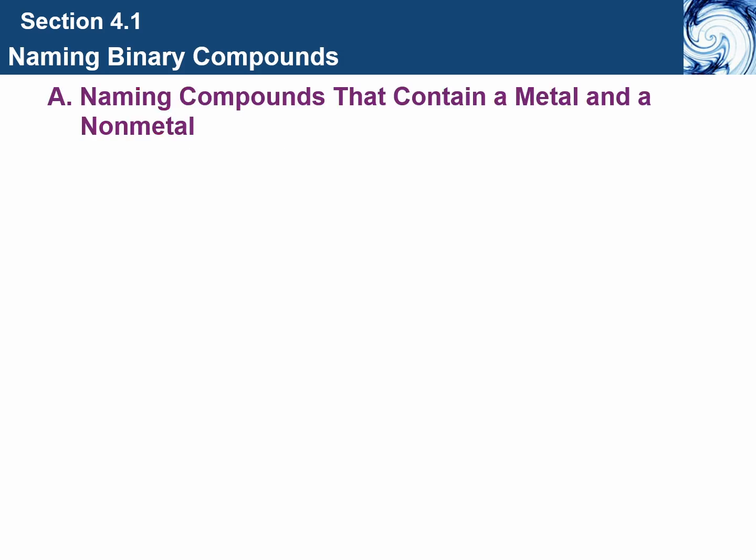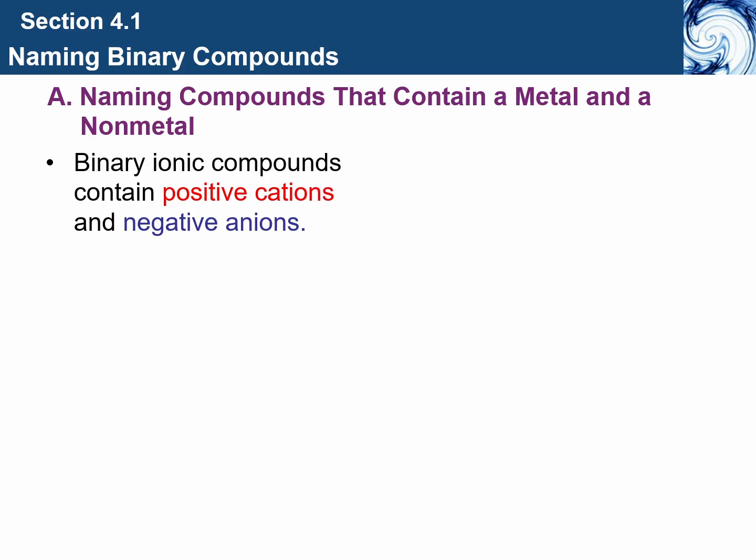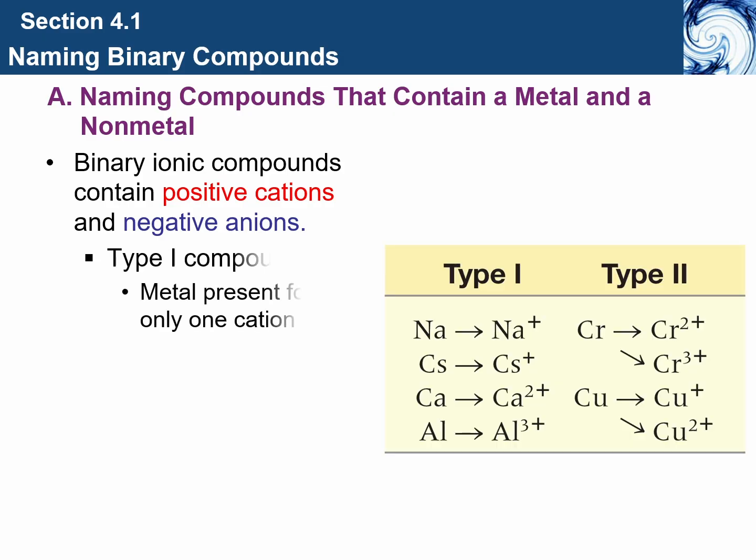Naming compounds that contain metals and nonmetals. Binary ionic compounds contain a positive cation and a negative anion. Cats are positive, onions are negative, and it's close enough to the word onion.